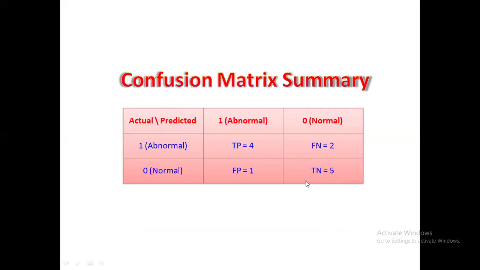So in order to arrive at this confusion matrix, you have to carefully calculate all the values. This confusion matrix only will give us the final performance result. So we have to be very careful in calculating these values. Okay.